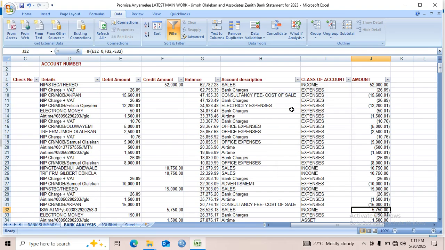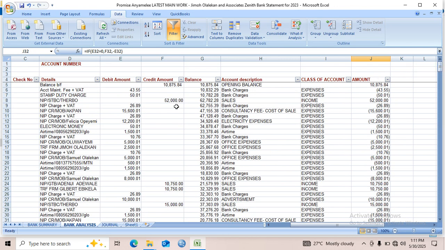So let's just unfilter it. The next one there will be the amount. That is this amount here. As at the beginning we have a credit of 10,850. It will be there. But you use a formula for this. So we'll get there.